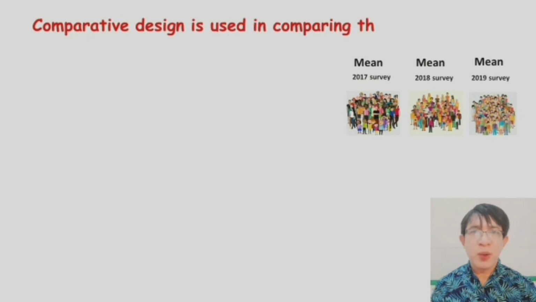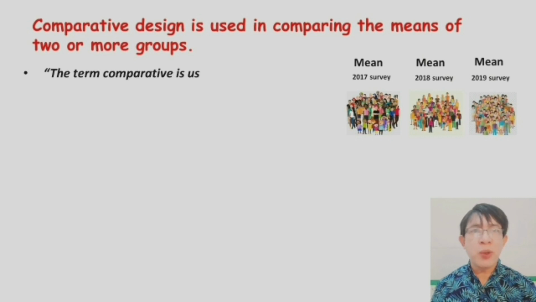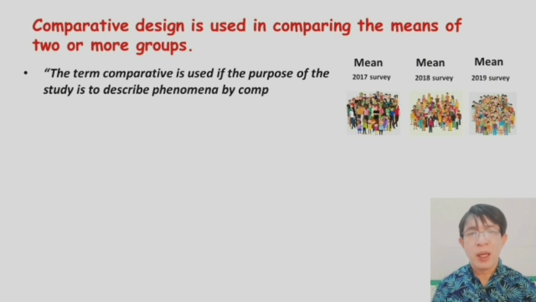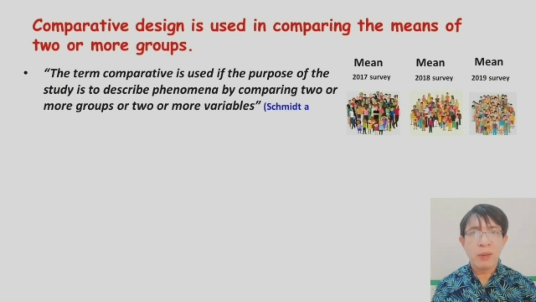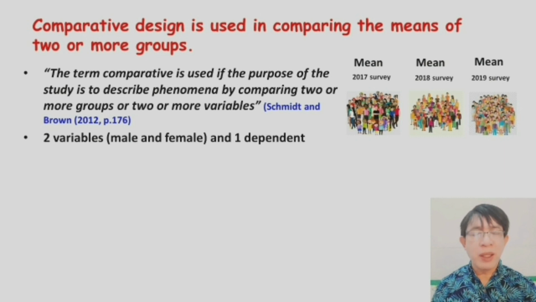Comparative design is used in comparing the means of two or more groups. The term comparative is used if the purpose of the study is to describe phenomena by comparing two or more groups or two or more variables. An example of two comparative groups is research that tests the difference of two categories, male and female, on one dependent variable, math performance.